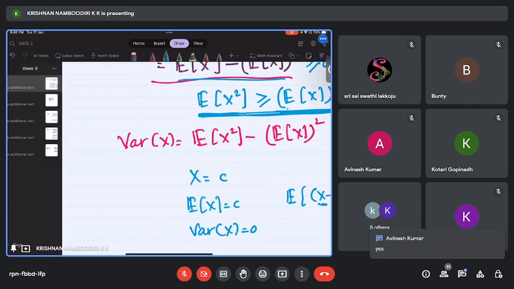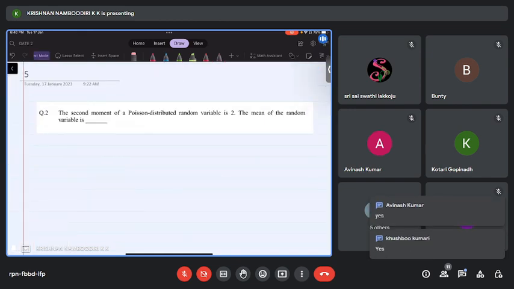Yeah, good. So one last problem. I think today we are running ahead of time, but still this is not a very straightforward one. It's not difficult, but it takes a few minutes to solve. So the second moment of a Poisson distributed random variable is 2. The mean of the random variable is? If you know the mean and variance of a Poisson random variable, then this is very straightforward. Otherwise it requires some time.